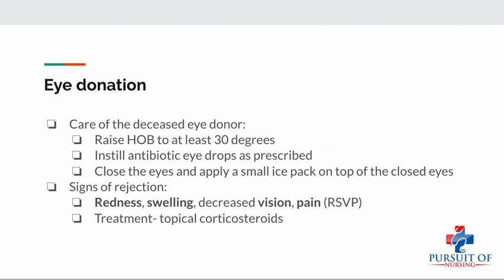After a patient has received an eye donation, signs of rejection include redness, swelling, decreased vision, and pain. RSVP is a way to remember it: redness, swelling, vision, pain. That will be treated with topical corticosteroids. Of course, in this patient post-op, you're going to want to keep the head of the bed elevated, and you're going to do everything you can to reduce intraocular pressure.